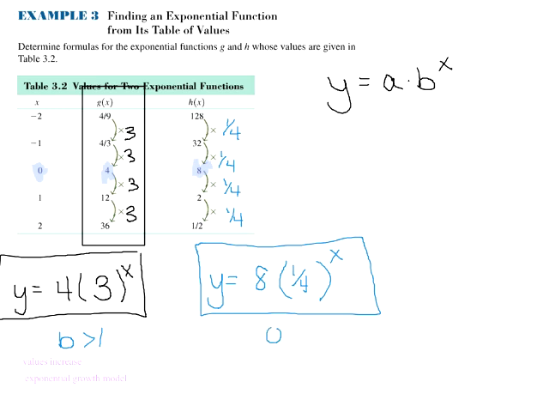If your base is between 0 and 1, and notice how we are talking about positive bases here, your base should be a positive value, your values are going to decrease over time. We call this an exponential decay model. All right, so you hopefully have heard of those terms of exponential growth and exponential decay before.